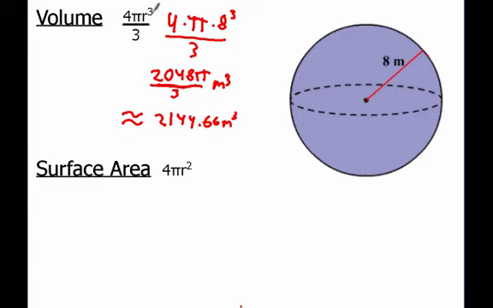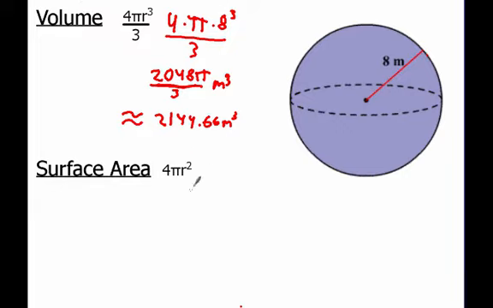So that's the formula that we need to apply: 4 times pi times r cubed divided by 3 to find the volume of a sphere. For the surface area, the formula is very similar, just a little bit simpler. It's 4 again, times pi times the radius squared this time. Remember, you can always tell volume from surface area: volume is cubed, surface area is squared.